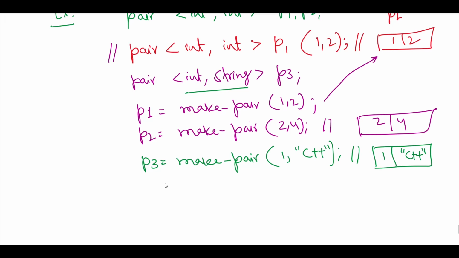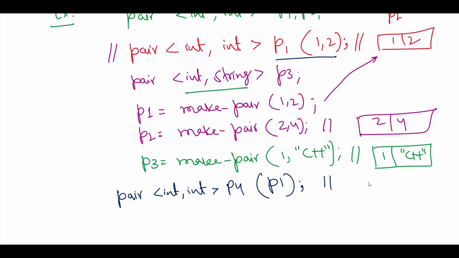You can copy one pair to another pair, so you can do so while creating another pair. Let's suppose I am creating one pair having both values integer and its name is p4. So you can pass p1 here, and in this case, as p1 is 1, 2, it will make p4 which will have values 1 and 2, right?